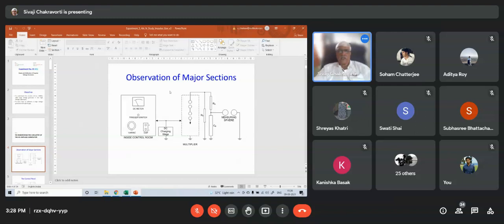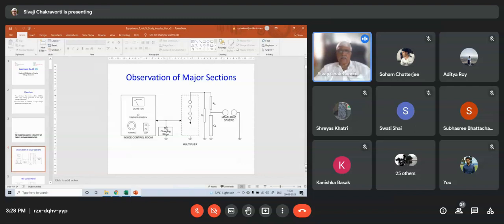So, as a block diagram, if I tell you what are the major blocks, first of all, in any impulse generator, there will be a DC charging stage.